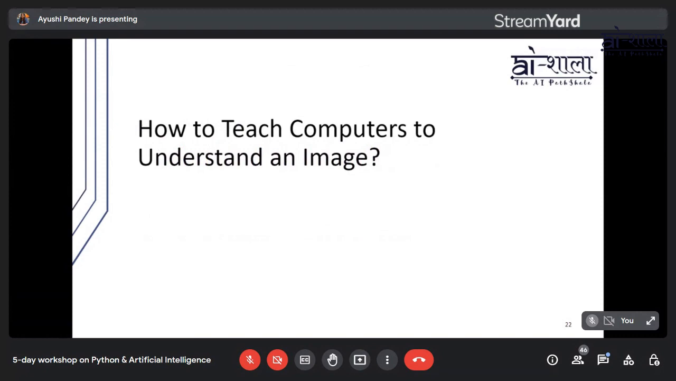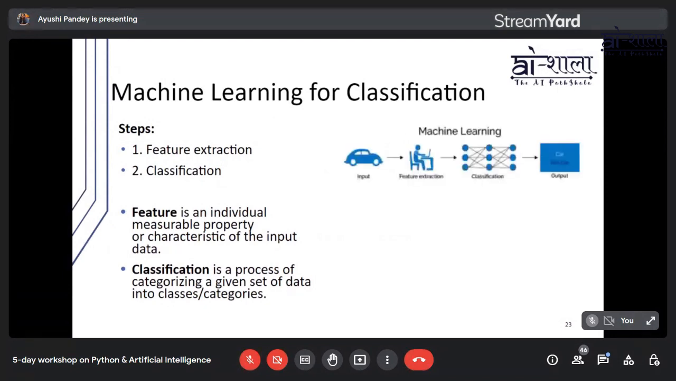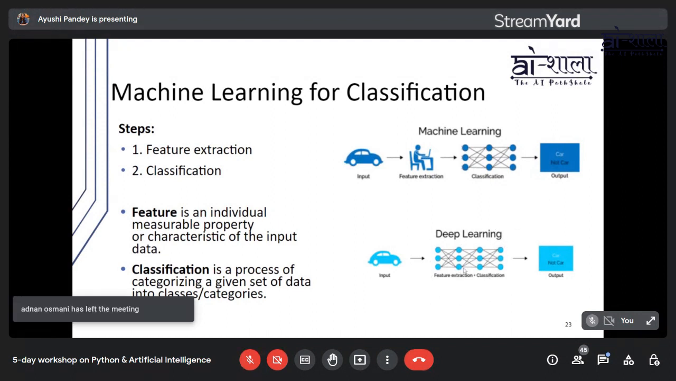Now, how to teach a computer to understand an image? We have two things. One is feature extraction, and second is classification. So what happens in feature extraction? We have an input image. We extract features. We give it to a machine learning classification model, and it tells you car or no car. And second, in deep learning, the feature extraction and classification happen inside our hidden layers, starting from the input layer, hidden layers, and then it gives the output car or not car. Okay, so these are the two methods.